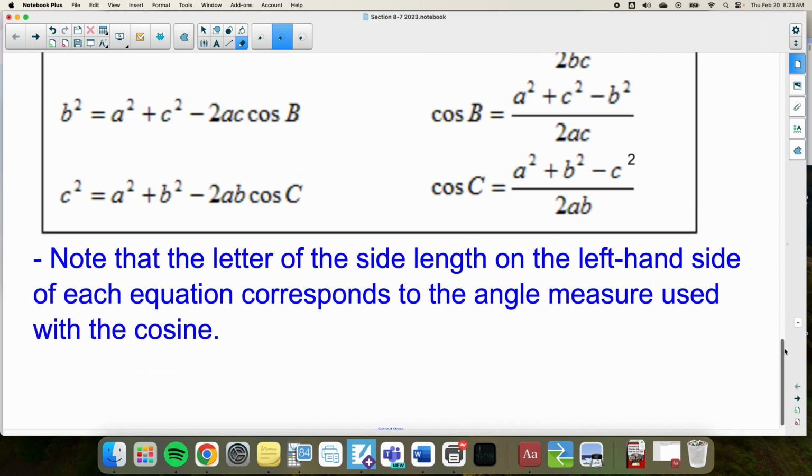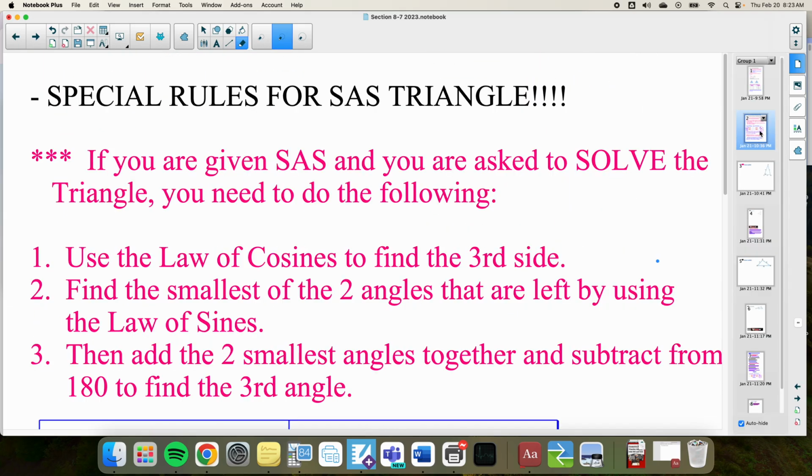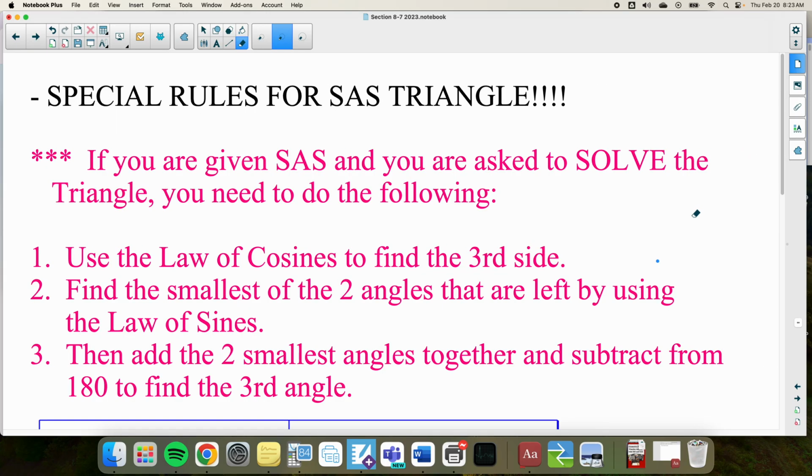Now, yesterday, when we did law of sines, you could do it in any order. And what I mean by that is, say you had to find side B and side C, you could do it in any order. It didn't matter. But with law of cosines, it does matter. So when you have a side angle side triangle, you have to do it in this order. These notes are also on your cheat sheet. So what's gonna happen with side angle side is you're gonna be given a triangle.